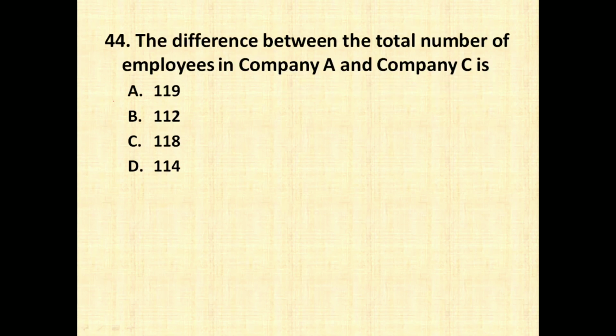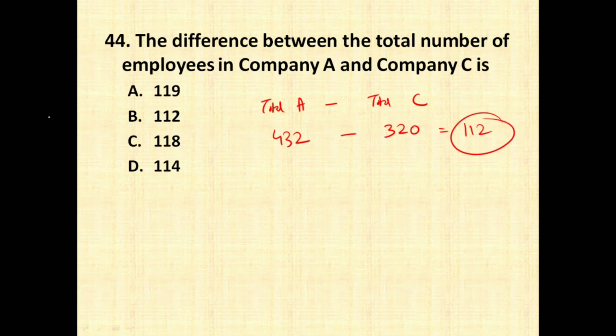The next question was the difference between the total number of employees in company A and company C. So total employees in company A minus total employees in company C. In company A the total number of employees were 432 as we have computed, and in company C the total number of employees were 320. The difference between the two companies is 112, which is option number B.